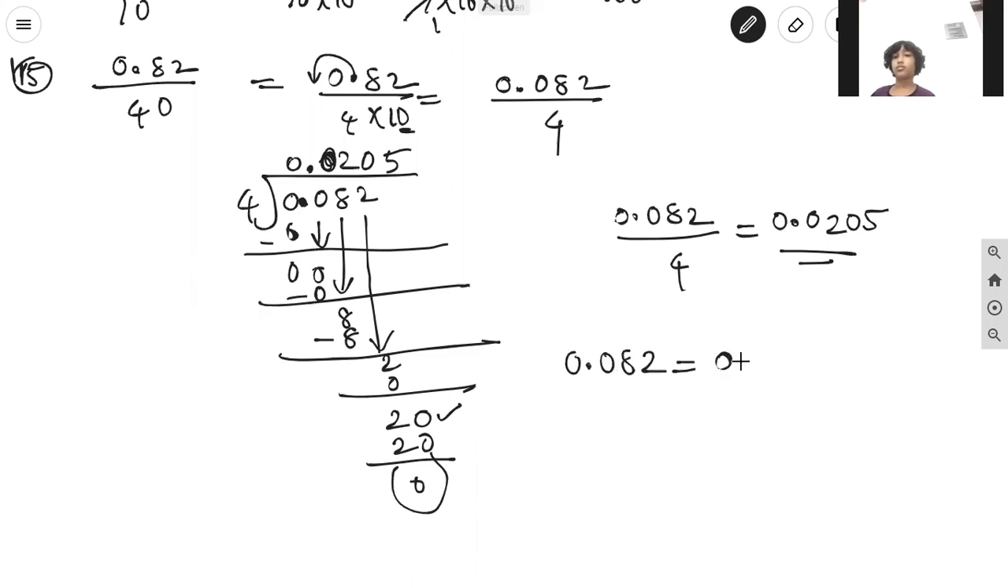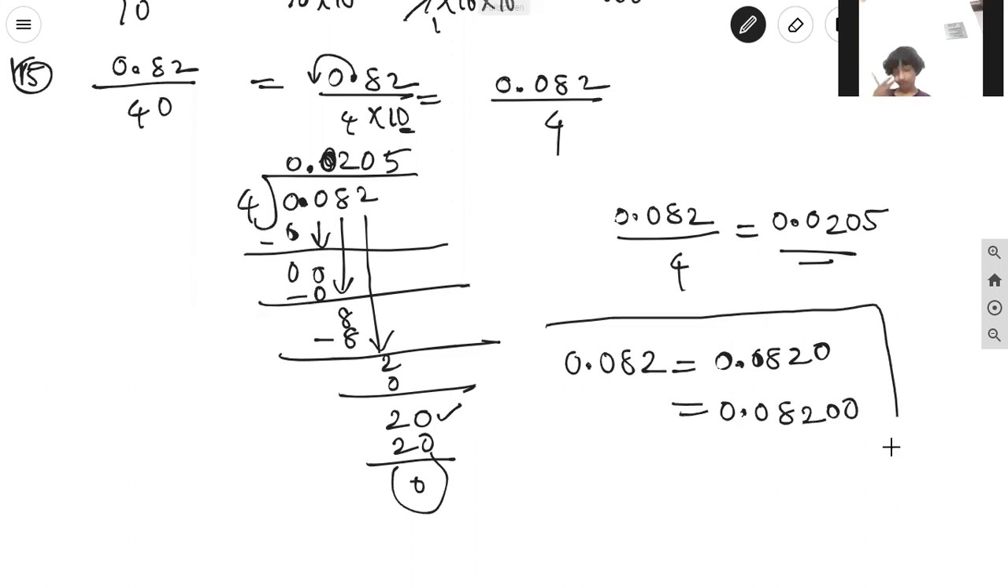Here after the 2, why are we taking 0? In the decimal part we can write 0.082 as 0.0820, which is equal to 0.08200. Is it clear? The decimal numbers are the same, right? Equal numbers. That's why here, where we want a 0, we can take 0 also. Then in the next part we write the 0. Why? Because in the 4 table, 20 will come. That's why I'm taking 0 here.